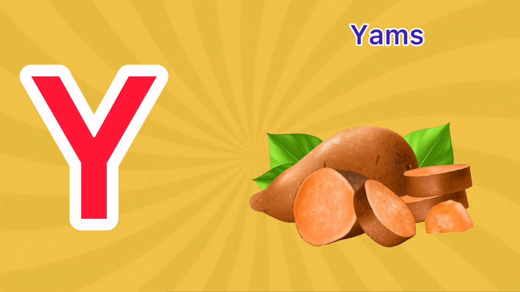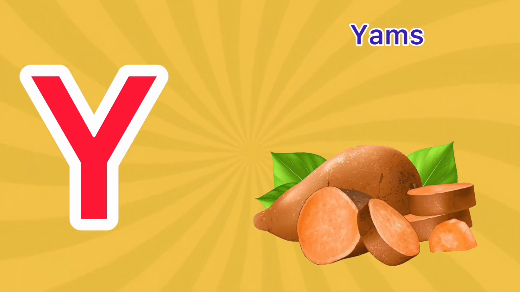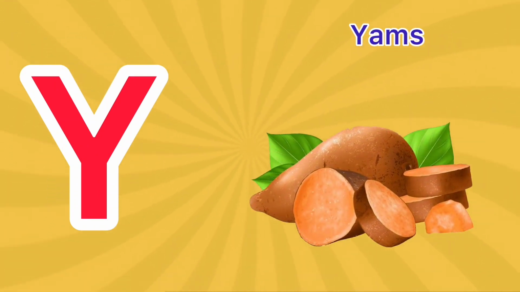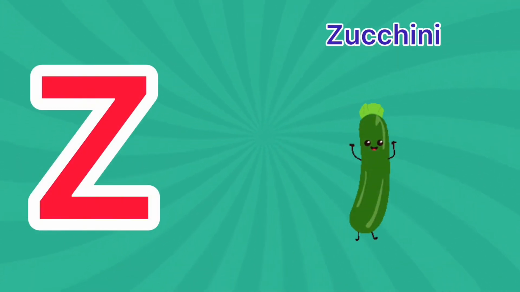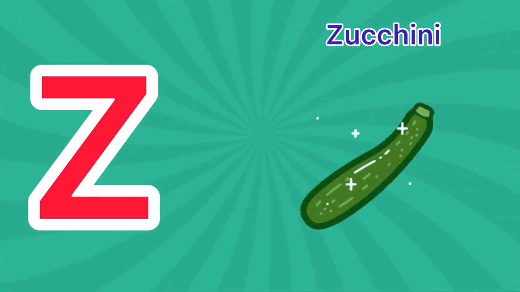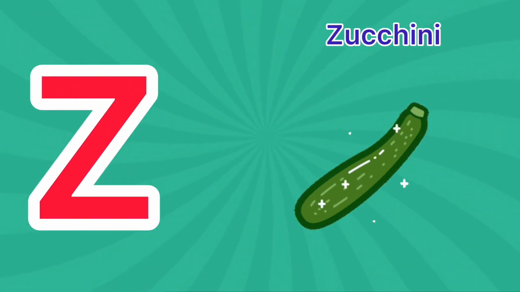Y is for yams, yams. Y is for yams, y. Z is for zucchini, zucchini. Z is for zucchini, z.